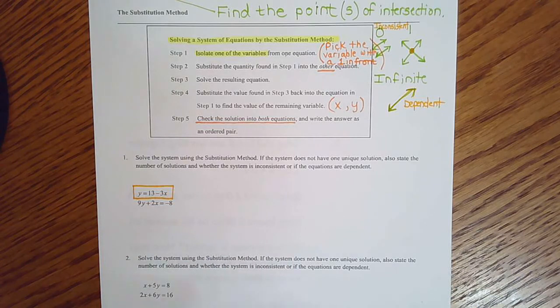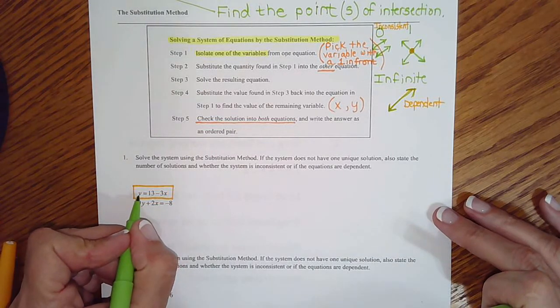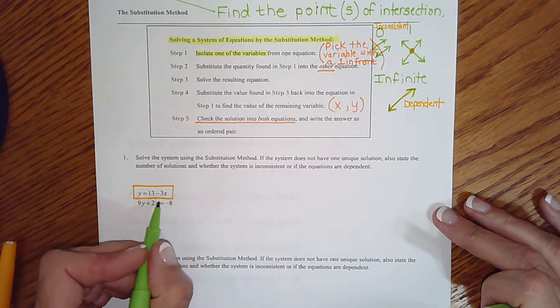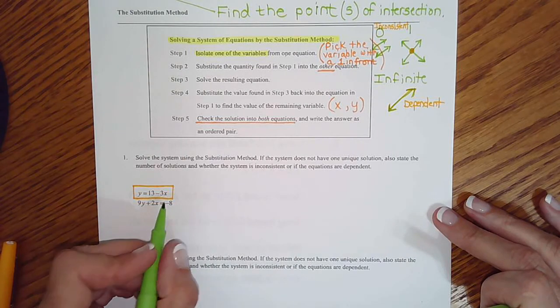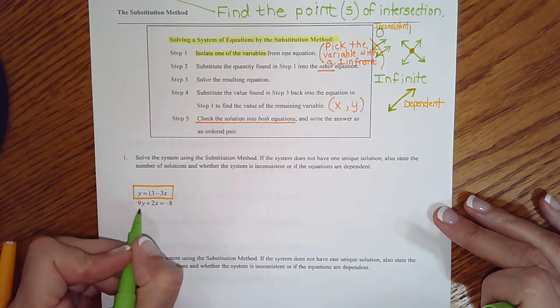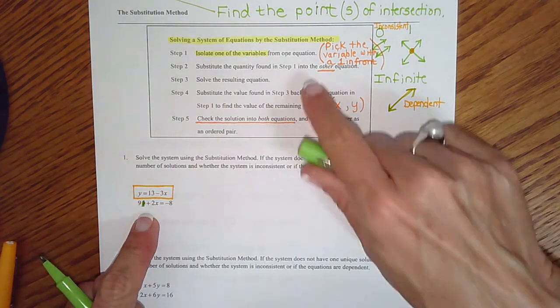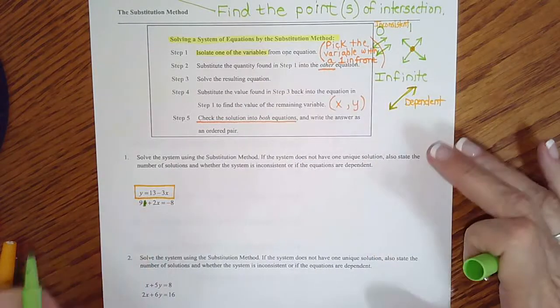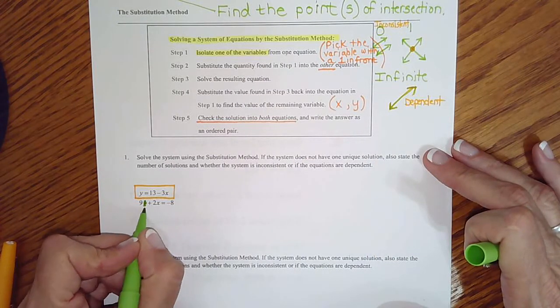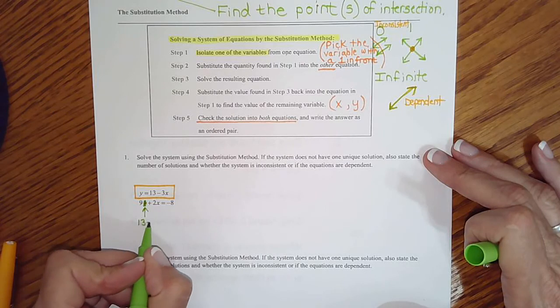Step 2, substitute that into the other equation. So this is where you have to be careful. So this says y equals 13 minus 3x. What that means is y is the same thing as 13 minus 3x. So if it's the same thing, I can go into the other equation, take out the y, and put what it's equal to in, 13 minus 3x.